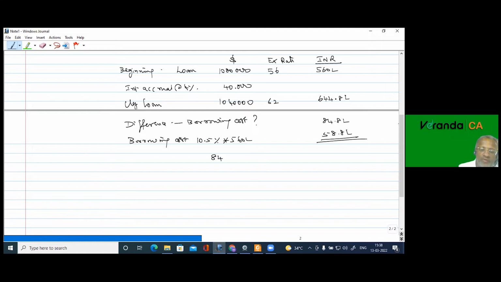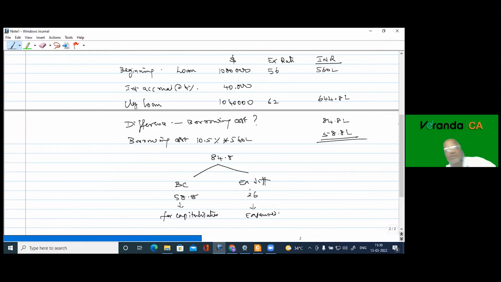So 84.8 lakhs can be split into two. You take up 58.8 as borrowing cost. The balance exchange difference shall be expensed. How much is that? 84.8 less 58.8 becomes 26. So 58.8 has to be taken for the capitalization process, if all other criteria are correct. This 26 should be taken for the P&L account as expense.